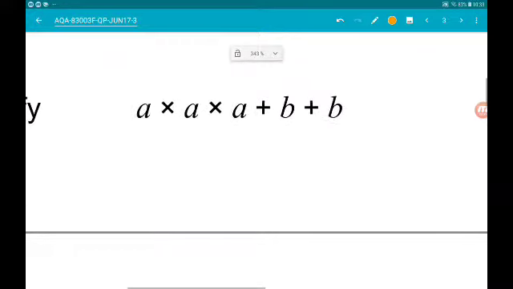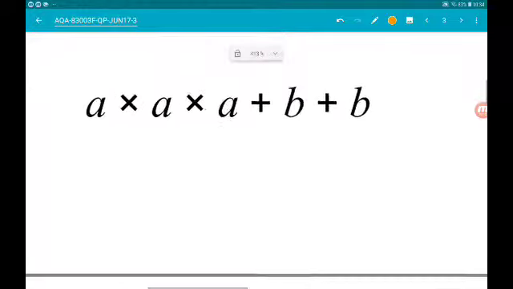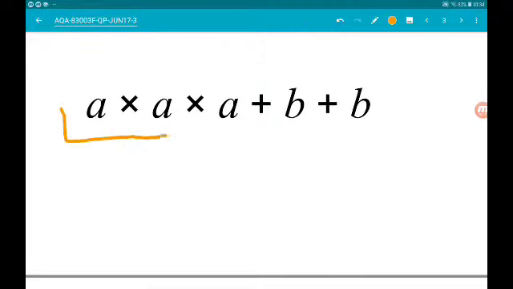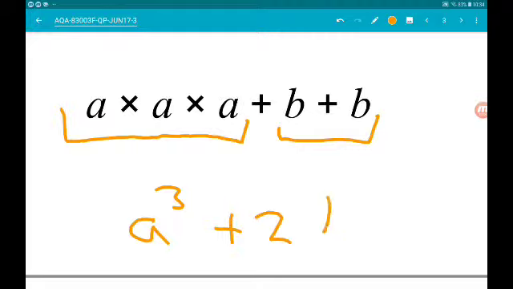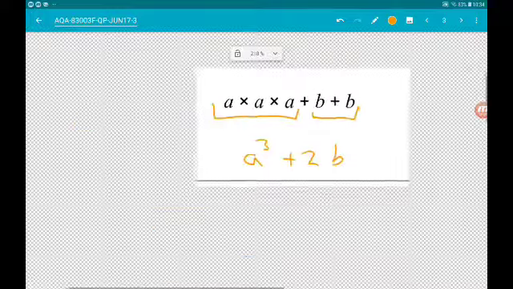5a wants us to simplify a times a times a, add b, add b. So be careful with the signs. A times a times a means a cubed. And then we've got add b, add b. So b add b is 2b. So it's a cubed add 2b.